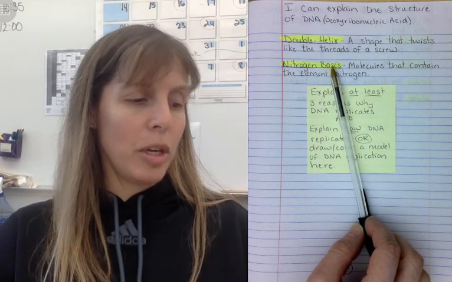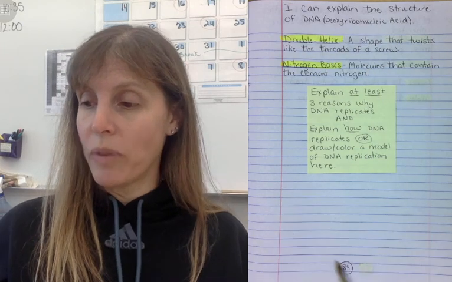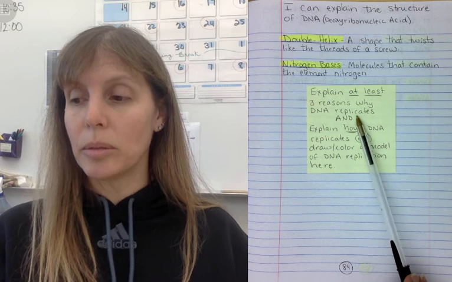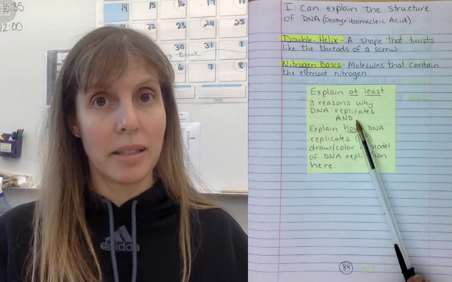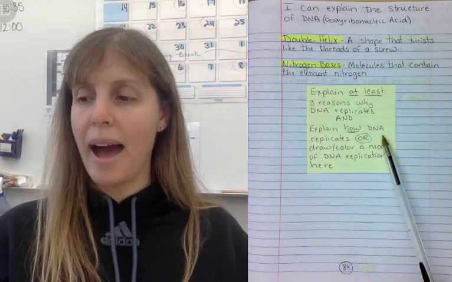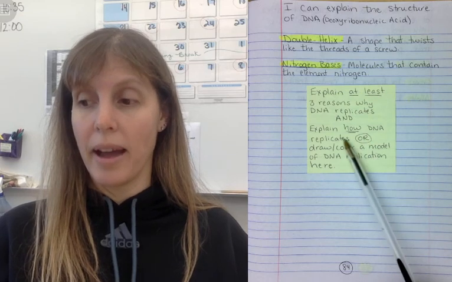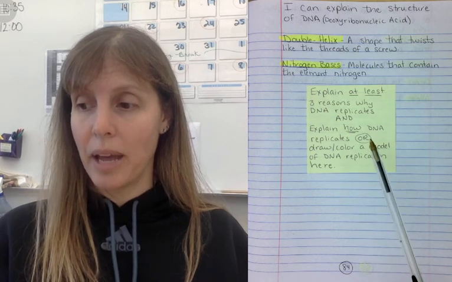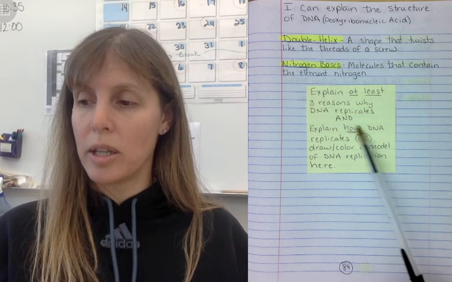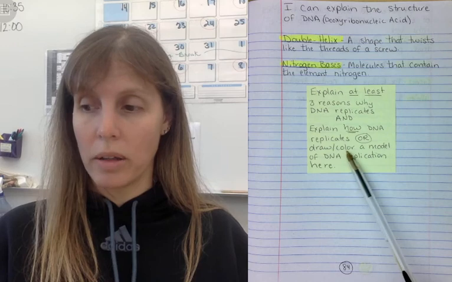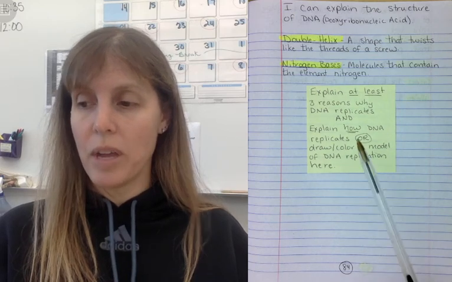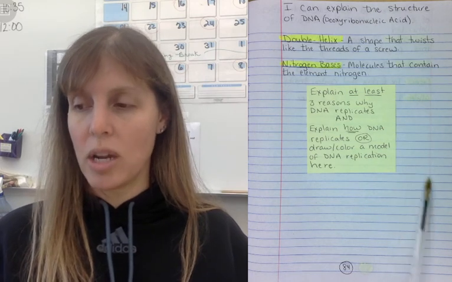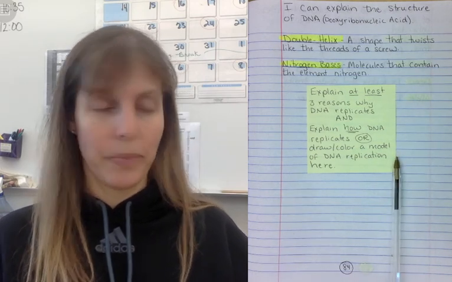Today, you are going to complete Notebook 84. And on the bottom part of it, you're going to explain at least 3 reasons why DNA replicates. And you're going to explain how DNA replicates. So why it replicates, how it replicates, and explain how, or draw or color a model of DNA replication here. So you're going to have an explanation, and then you're either going to have an explanation here or a picture here, okay?